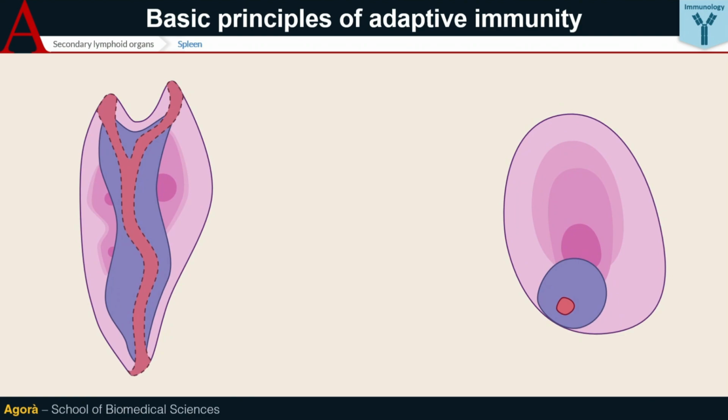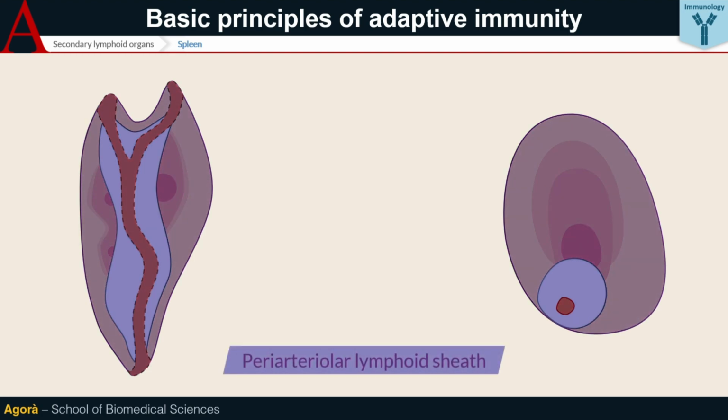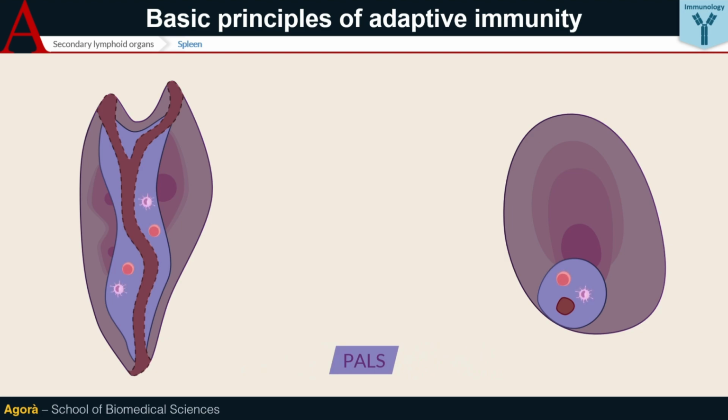The central arterioles are characterized by large discontinuities in the endothelium that allow cells and antigens to rapidly pass through. The white pulp is made up of various components. The periarteriolar lymphoid sheath, PALS, a lymphoid lining that wraps around the whole central arteriole. The PALS mainly contains T cells. It is functionally similar to the paracortical area of the lymph node, since activated T lymphocytes and dendritic cells can meet here.